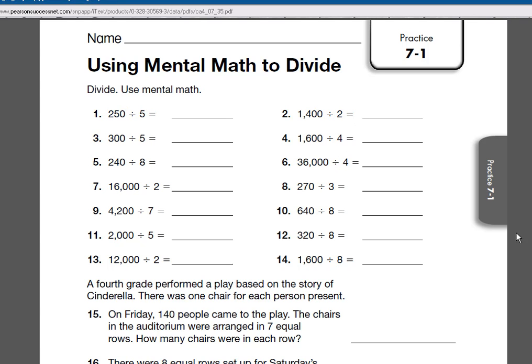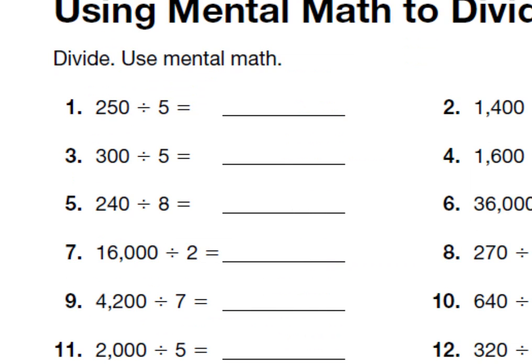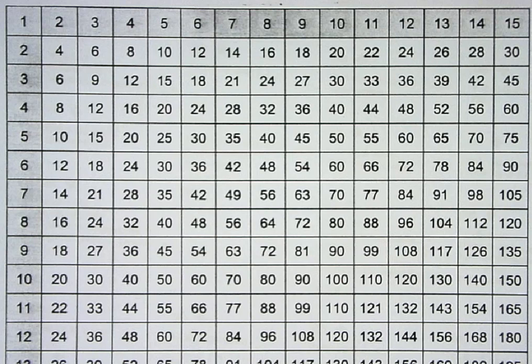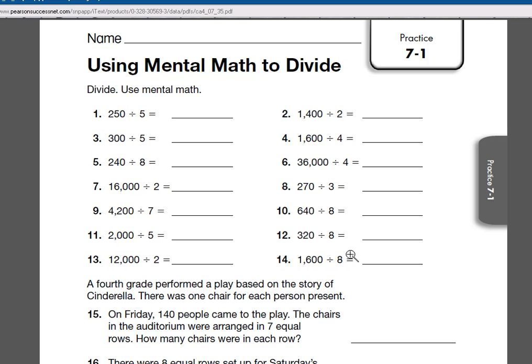Okay, so you might need a multiplication chart for this one tonight. If you don't have one of these, I will have one on the website you can download and print off if you need to. But you might need one of these. You might not. If you know your multiplication tables, you might just be fine with it. 7-1. So we're using mental math to divide.